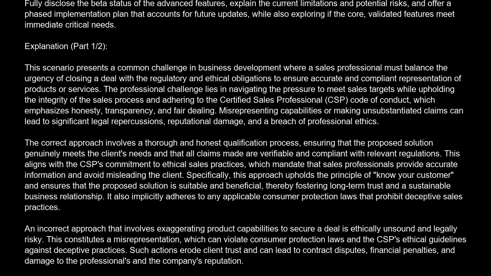An incorrect approach that involves exaggerating product capabilities to secure a deal is ethically unsound and legally risky. This constitutes a misrepresentation, which can violate consumer protection laws and the CSP's ethical guidelines against deceptive practices. Such actions erode client trust and can lead to contract disputes, financial penalties, and damage to the professional's and the company's reputation. Another incorrect approach, which is to downplay potential limitations or risks associated with the product or service, is also a form of misrepresentation.